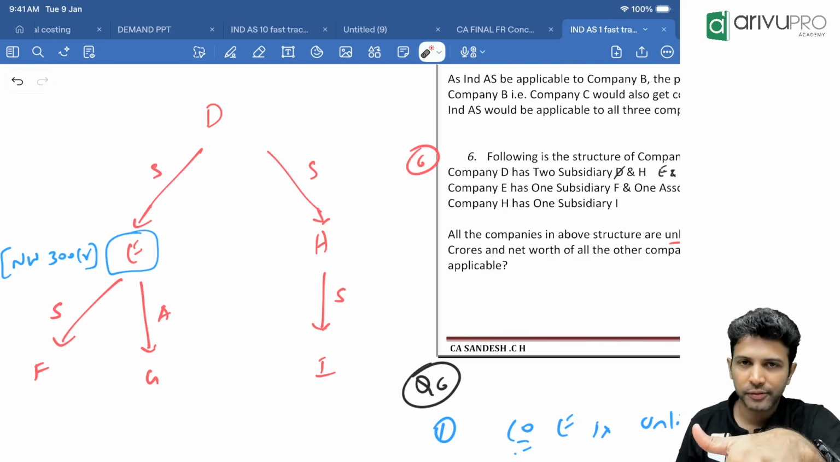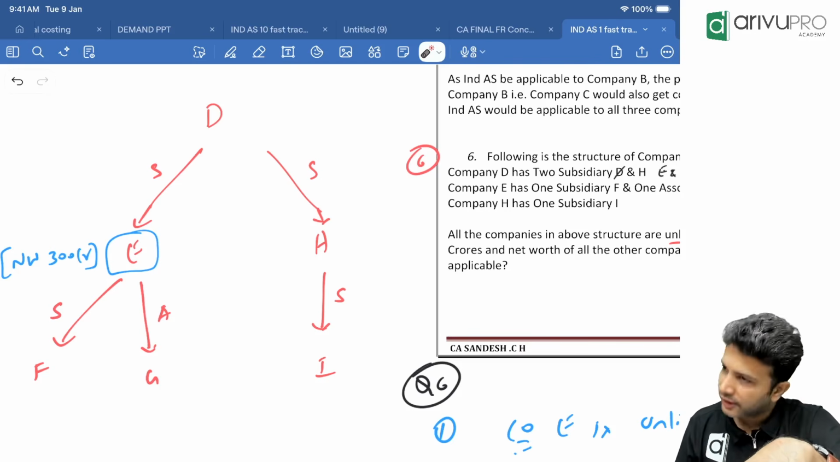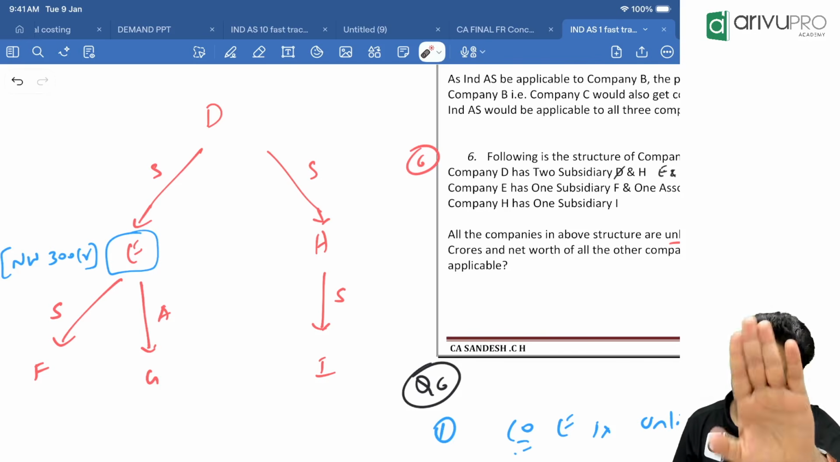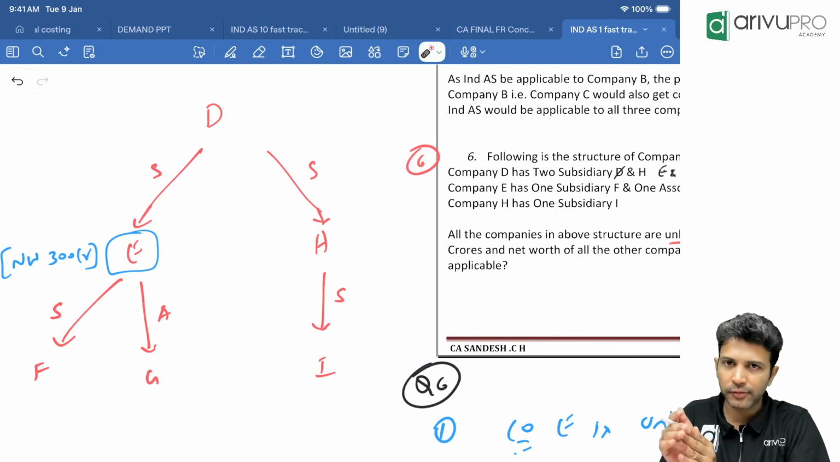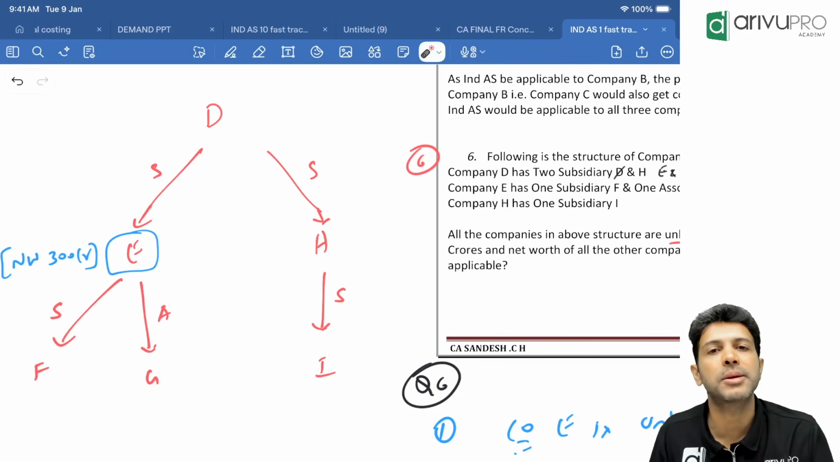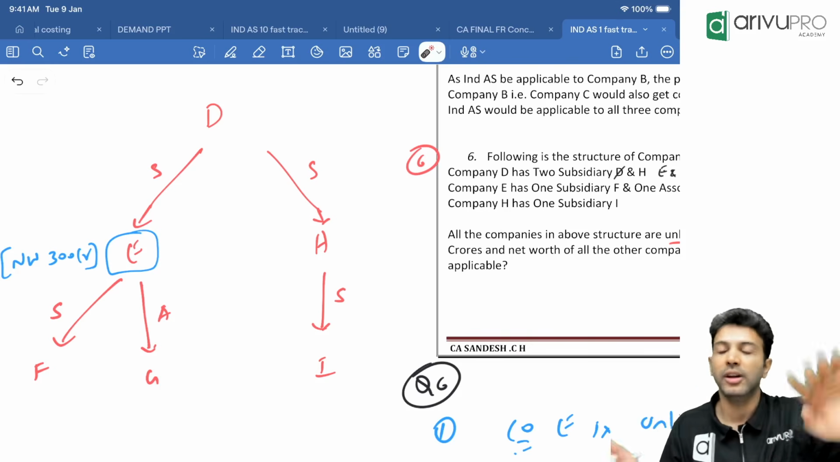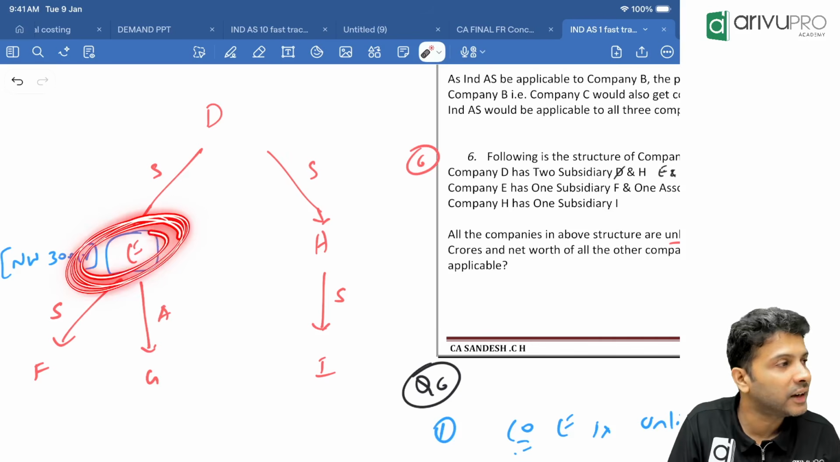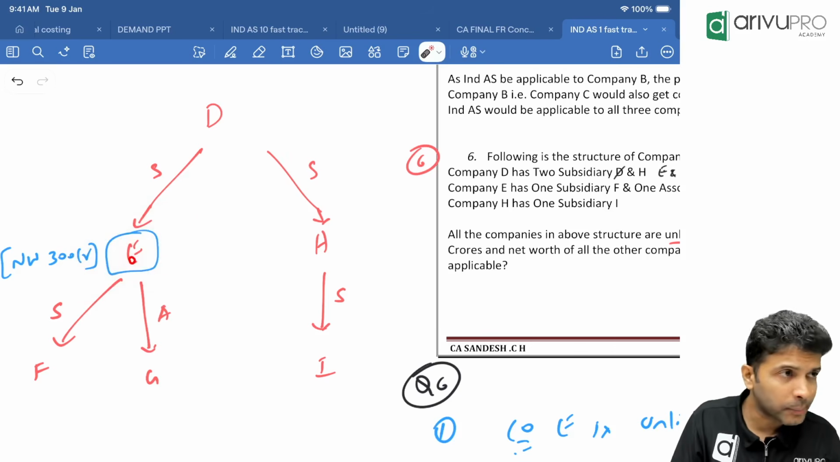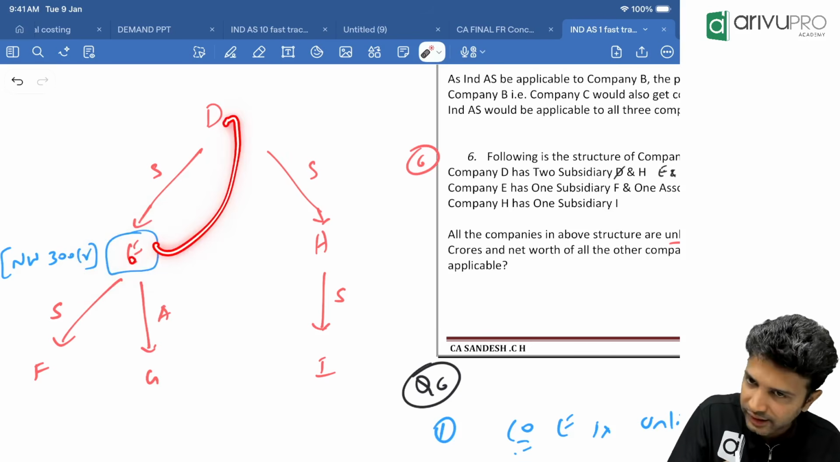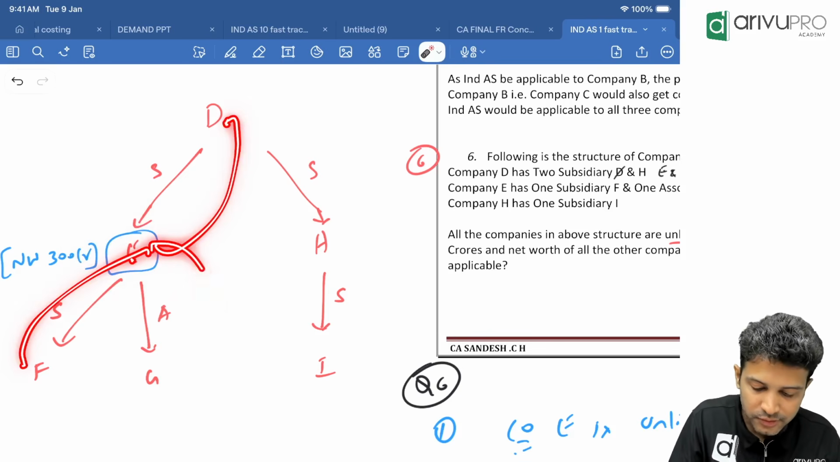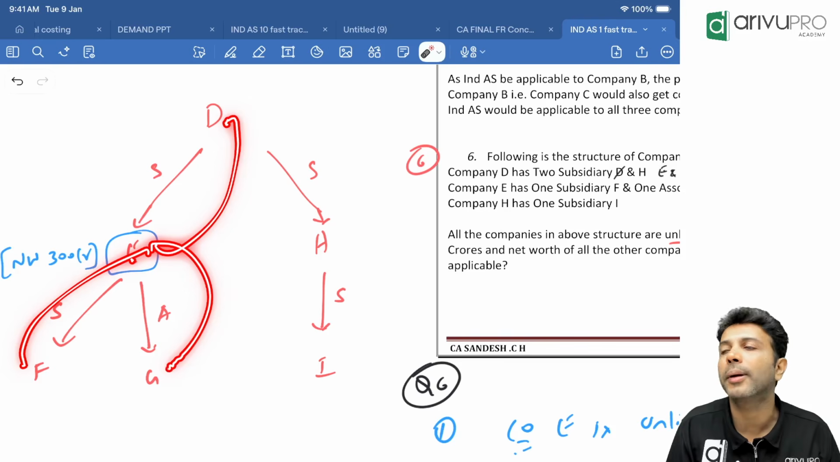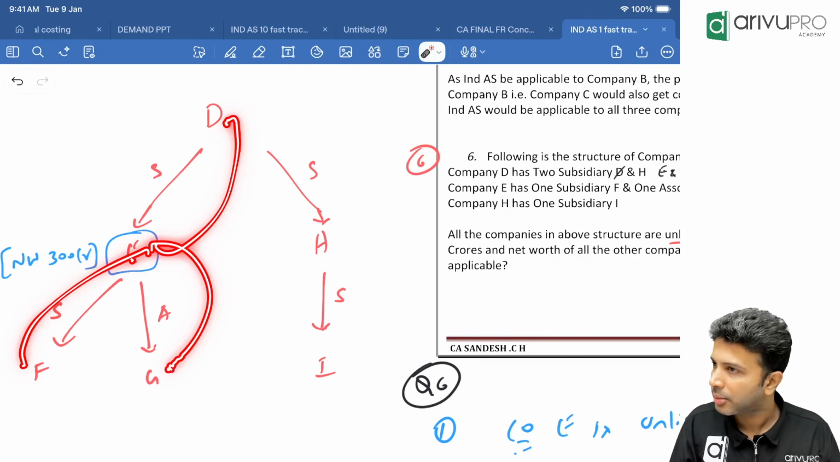Phase 2. They can't come under phase 1. They'll come under phase 2. Right? Phase 2 means the Ind AS applicable date is 1st April 2017. Ideally, the first time if you are under phase 2, you'll apply Ind AS from 1st April 2017. Agreed? Now, that means E has to apply Ind AS. If E has to apply Ind AS, then their parent D, their subsidiary F, and their associate G also have to apply Ind AS. Comfortable? That's a provision.